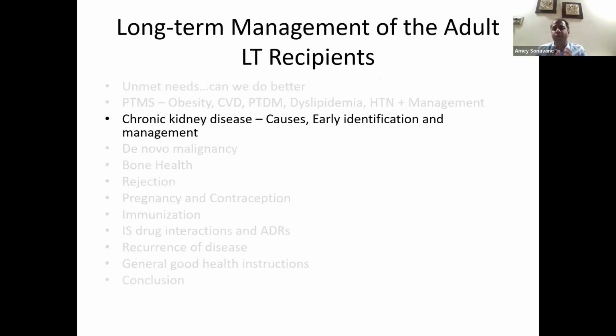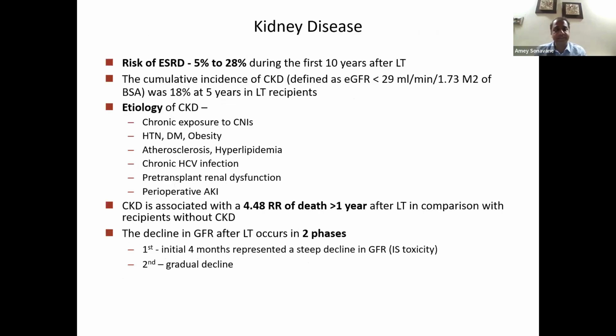We move on from post-transplant metabolic syndrome to chronic kidney disease. In this particular topic, I'll talk about what causes chronic kidney disease, how we identify it early, and how we manage these patients with chronic kidney disease. As we know, the risk of developing end-stage renal disease is 5 to 25% during the first 10 years post-transplantation.